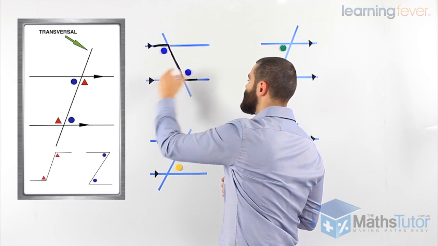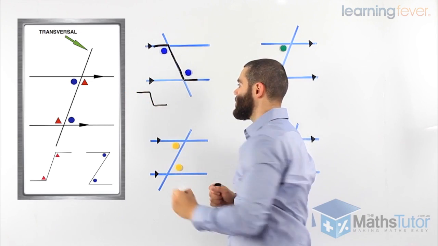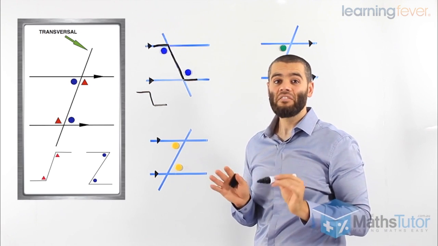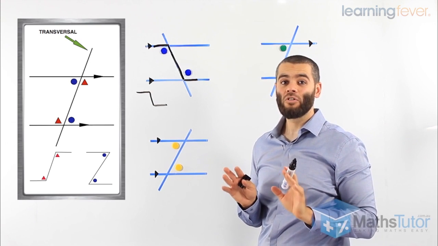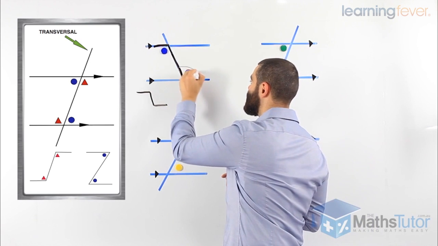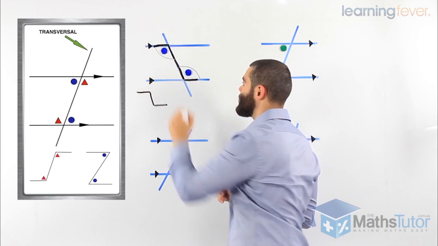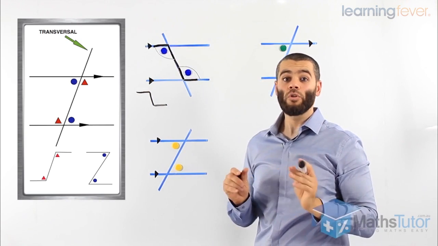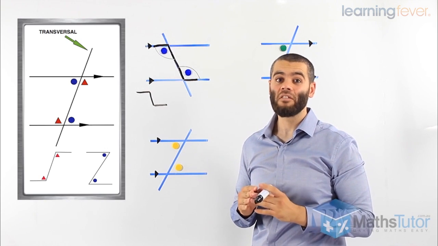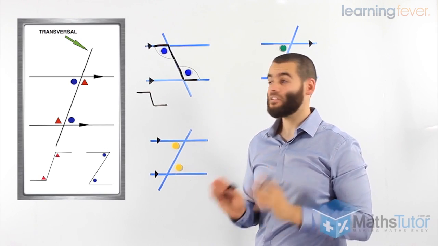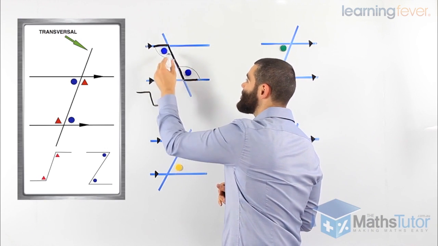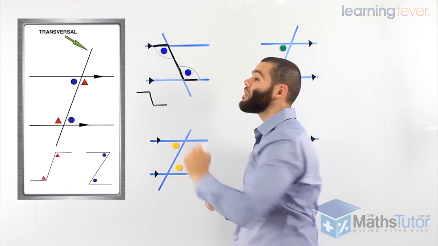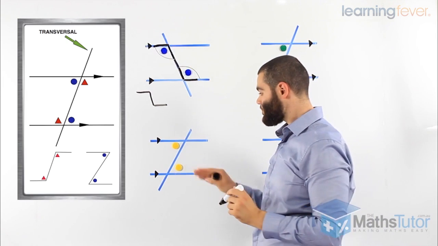In this case here, yes. We get a shape that looks like a Z. Straight away we can see these are alternate angles. This angle here is alternate to that angle there. Therefore, yes, they are alternate, which means they are equal in size. Alternate angles are equal in size, meaning if this is 100 degrees, this will be 100. If this was 80, this will be 80. If this was 30, this will also be 30.